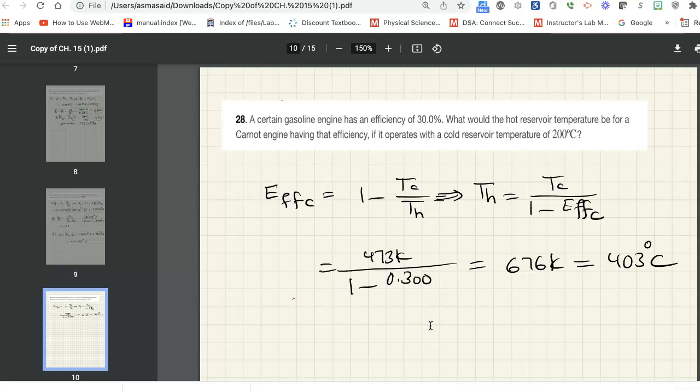hot one. Okay, now efficiency is 1 minus TC over TH, and that is TH equals TC over 1 minus efficiency, and you will say 473 Kelvin divided by 1 minus 0.3, which is the efficiency converted into decimal, and that is going to give us 676 kelvins, which is 403 degrees Celsius.